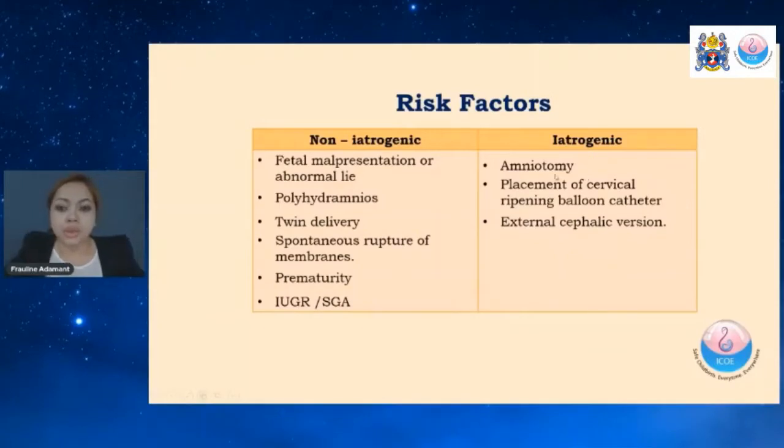Amniotomy: when you do an amniotomy with an unengaged presenting part, the risk of cord prolapse is very high. Placement of a cervical ripening balloon catheter: this most commonly happens right after the catheter is removed, either spontaneously or manually. And also external cephalic version, which is ECV.